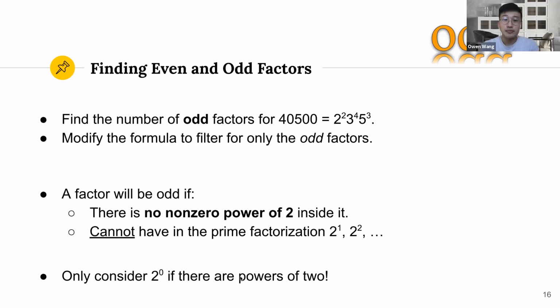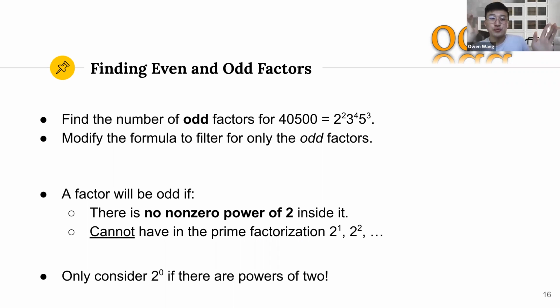And if a number doesn't have any powers of 2 inside, here's a trick. You can always give it 2 to the 0, right? Like for any number, when we say 40,500 is 2 to the 2, 3 to the 4, 5 to the 3, we're also implying after that 5, there's 7 to the 0, 11 to the 0, and you can go to infinity, right? Like all the other primes in the entire universe are to the 0 for this number.